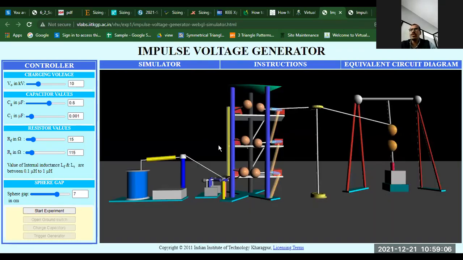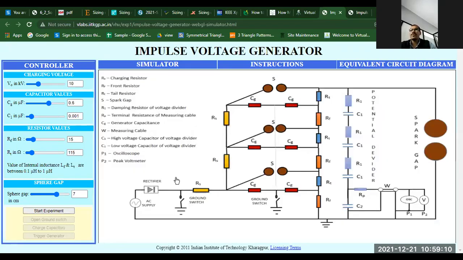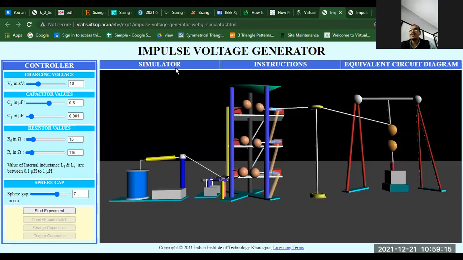If you go here, you can see all these parts in the diagram. Whatever supply is given, the rectifier is there. Here you can see 1, 2, 3, those are the spark gaps. Again there is a spark gap. So all these things are 3D.